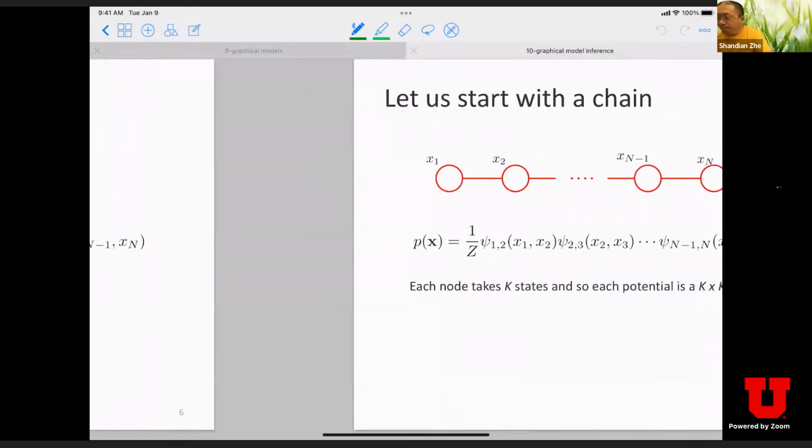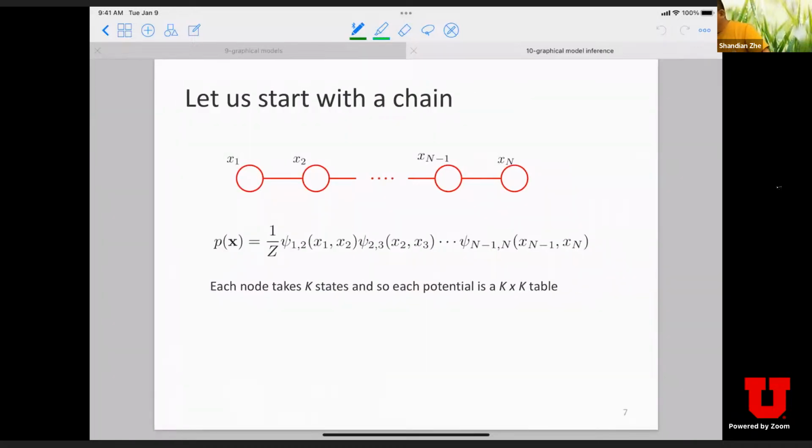Here we assume those random variables are discrete. Each variable can take k possible values. That means each potential function takes k by k values. So x1 from 1 to k, x2 from 1 to k, and different values of x1, x2 give you different potential function values. So you can basically view each potential as a k by k table. Is everyone good with this setting?